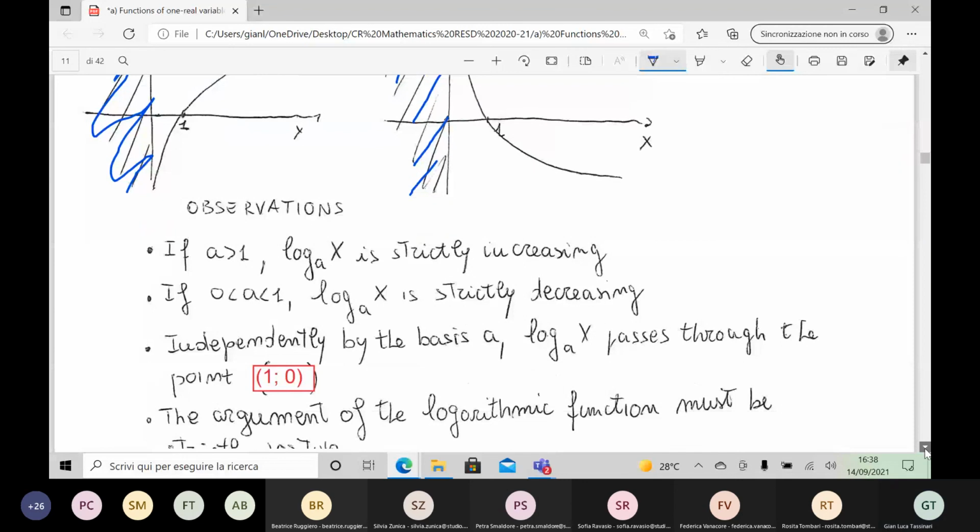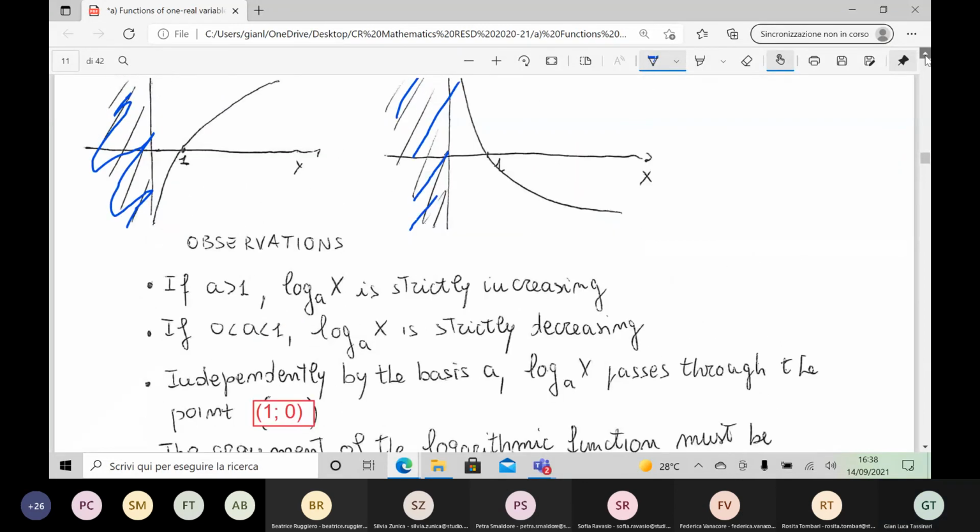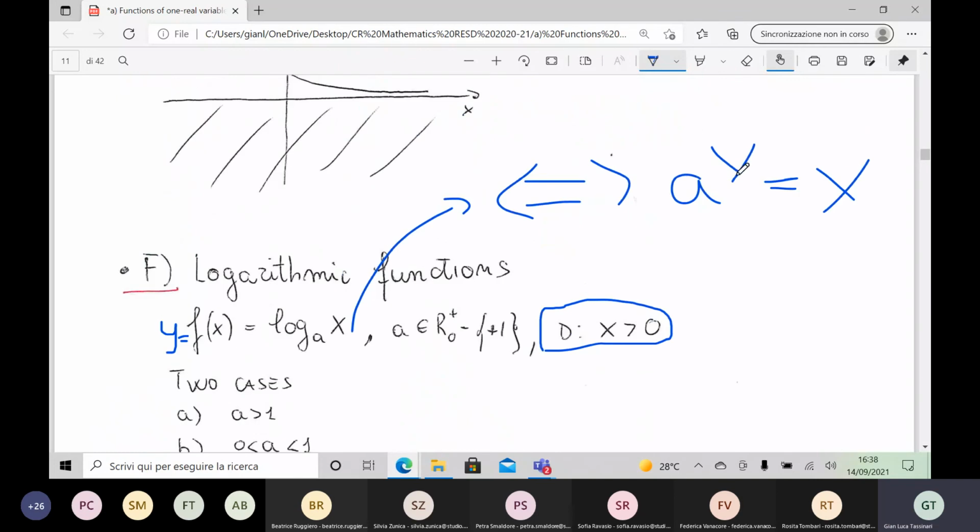Why, guys? Guys, because suppose that y is equal to 0. Give 0 as exponent to a, you get a to the power 0, which gives you x, which is equal to 1. But we studied also before that logarithm with basis a of 1 is equal to 0. So when x is equal to 1, y is equal to 0, because this is the property, I do not remember which one.